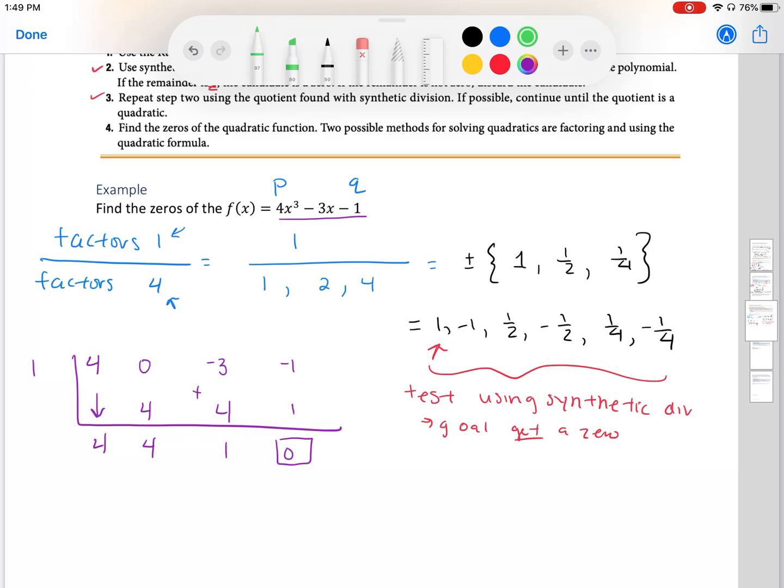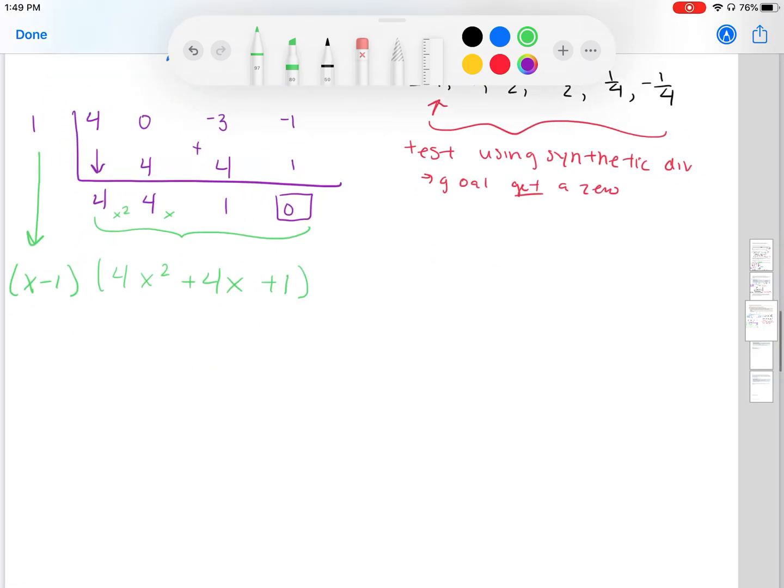So what do we have? This right here, remember, we get no x, and then we keep going up a power. So we have 4x squared plus 4x plus 1. And then that 1 that I used to create synthetic division is also a factor that evenly divided our polynomial. So this gives us x minus 1. Okay, we have a quadratic.